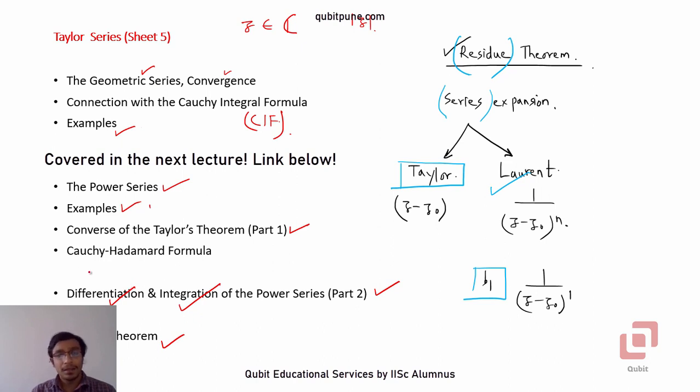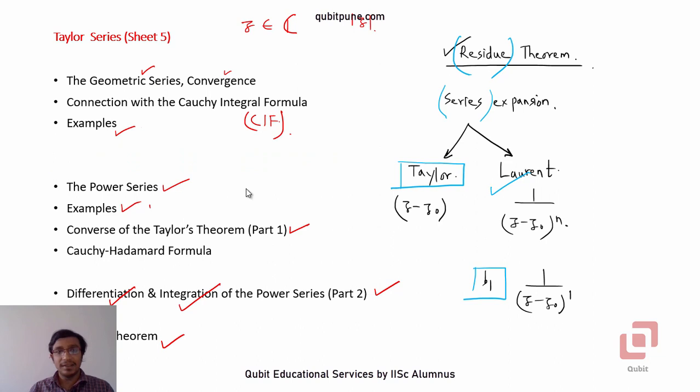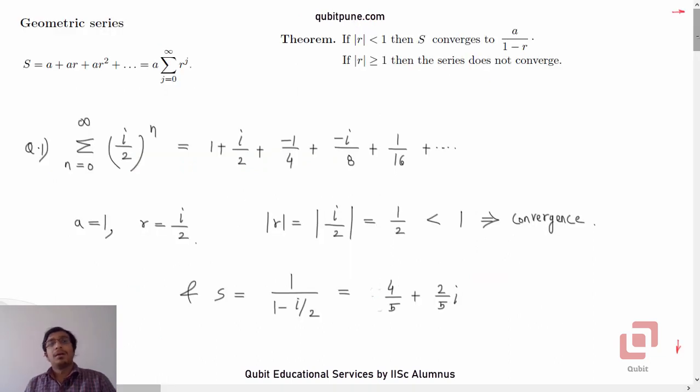Then we will see the Cauchy-Hadamard formula, which is useful to find the radius of convergence and the region of convergence of the infinite series. So these are the topics that I'm planning to cover in this lecture. The first topic, geometric series.